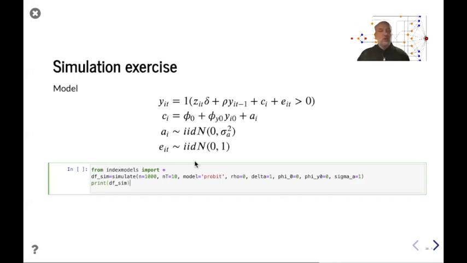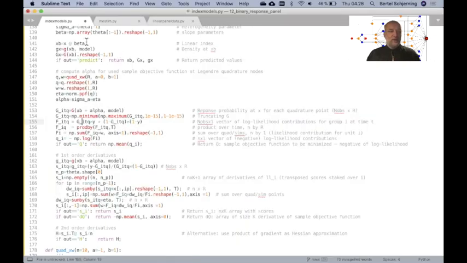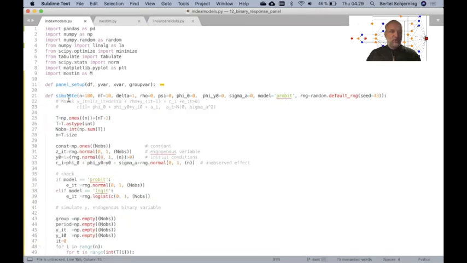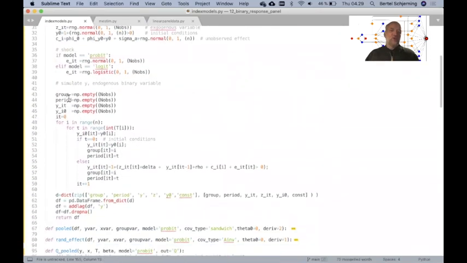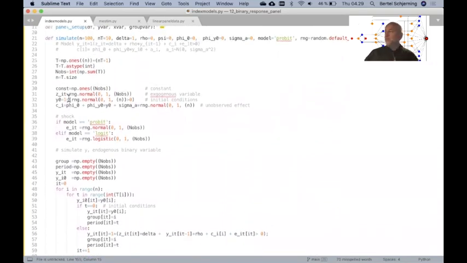So we're going to try to see if we can simulate some data from this model. The code for looking at it is inside this index models. It's the simulate, and you can see here in some sense it's really just a repetition of the equations that you see in the slide. A little bit of context here.